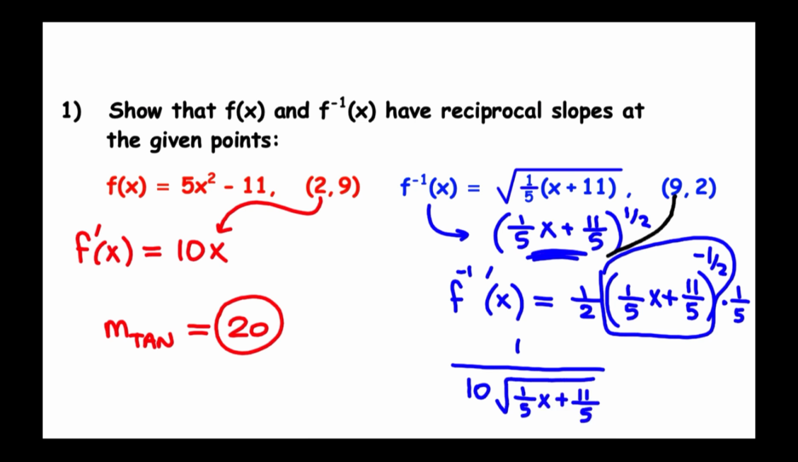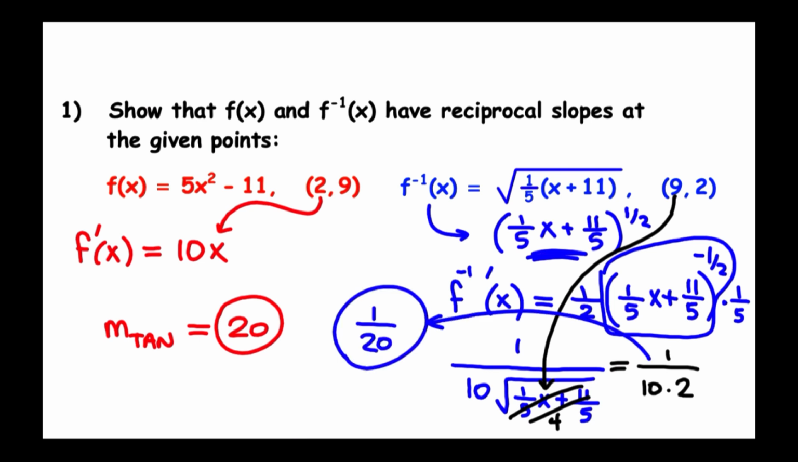Okay, in goes the x, which in this case is a 9. So you get 9/5 plus 11/5. That's 20/5. 20/5, I like to call that 4. So this whole thing is a 4, but it's inside a square root, so it's radical 4, which means it's a 2. And check it out. We got 1/20th. And as promised, the slopes are reciprocals.